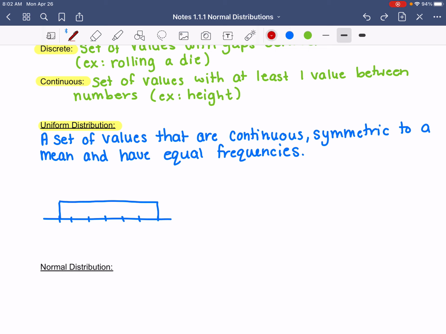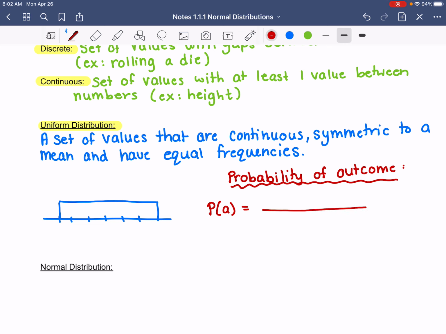In order to find the probability of an outcome, I think you had to skip this unit last year in Math 2, so the way that you find the probability, P of A, whatever you're trying to have happen, you always make a fraction. On top is what you're trying to find, and on the bottom is the total number of outcomes you could have. So on top you put the width of the interval of interest, and on the bottom you put the total width of the interval.